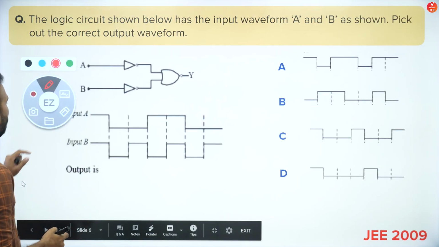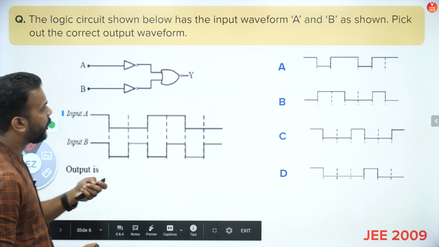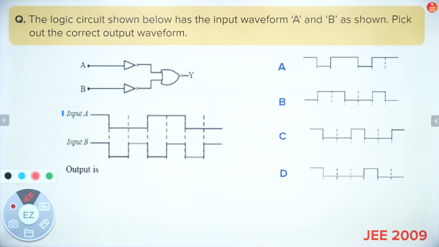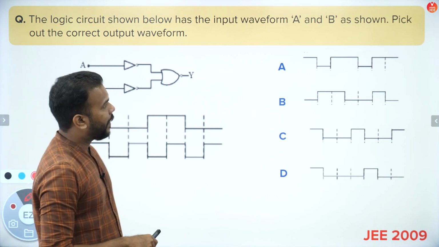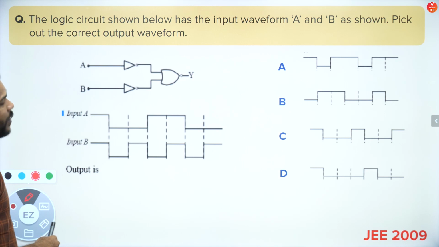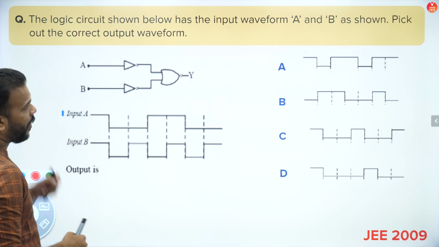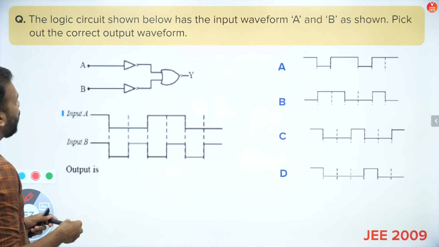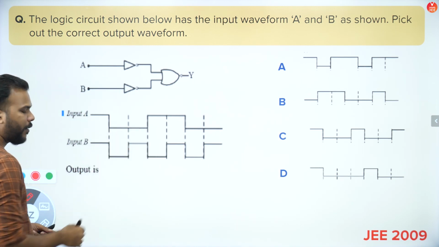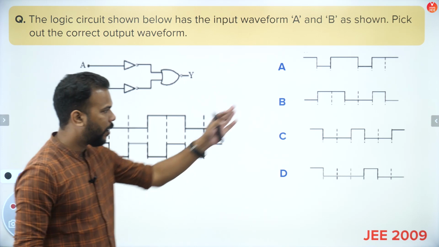Well, let's have a look at this one. I hope I didn't skip any question. Yes, I did not. So now what you see here guys is a logic gate circuit which has 2 inputs at A and B as usual, and we have to pick the correct waveform. We have been given input at A, input at B. So what will be the outcome here?